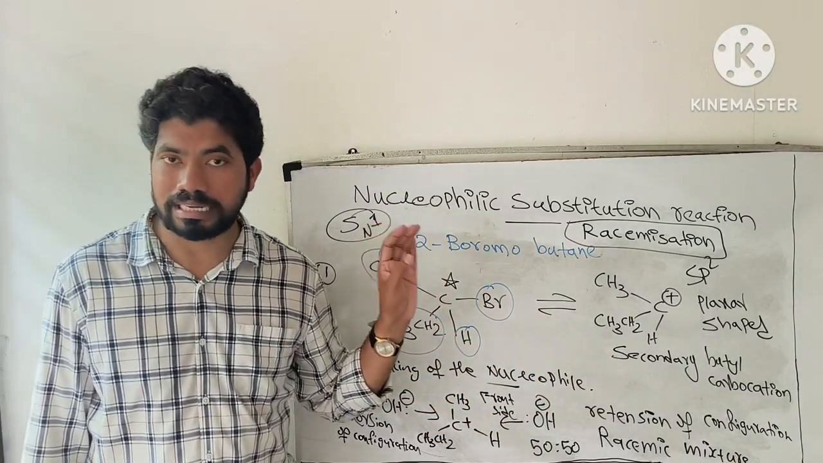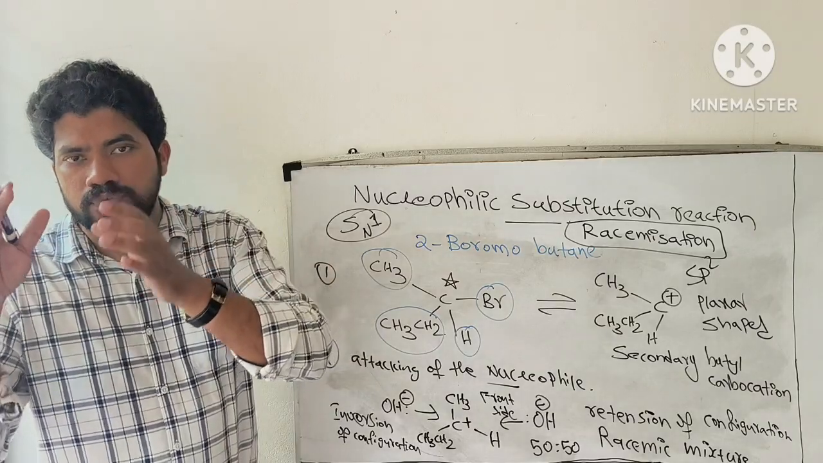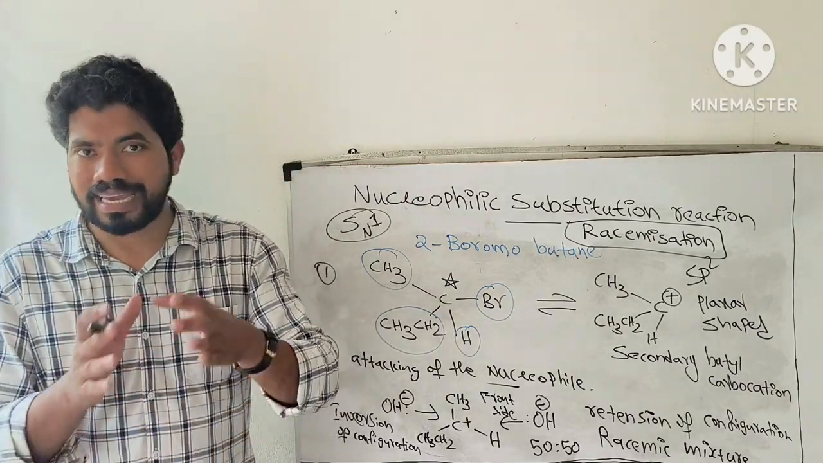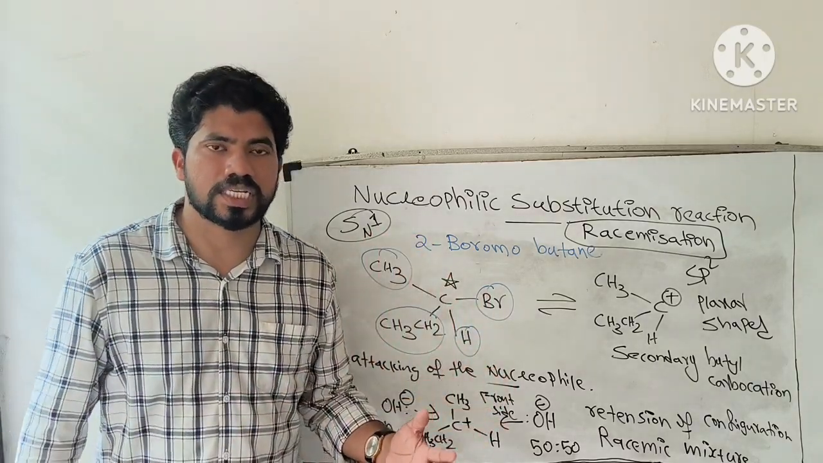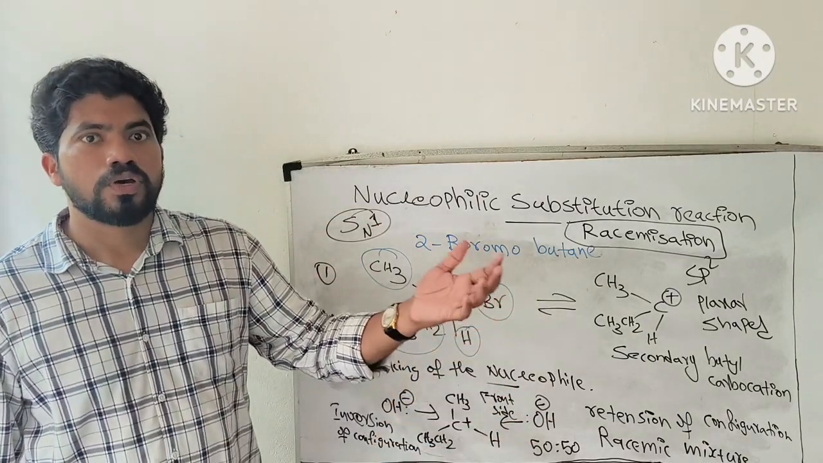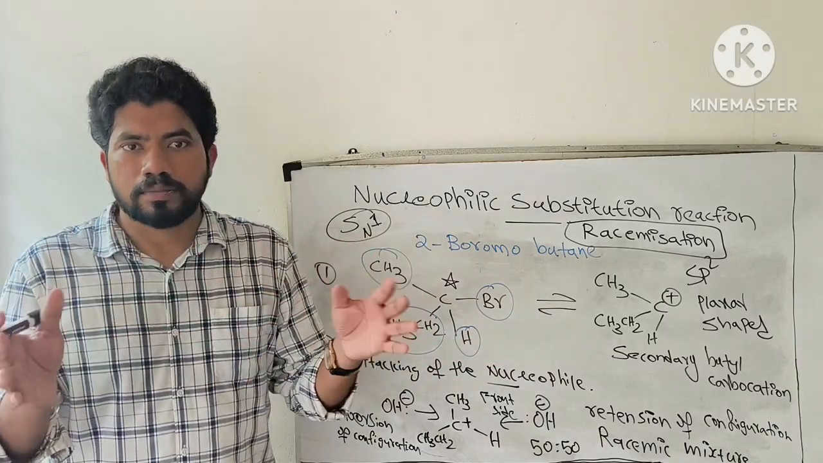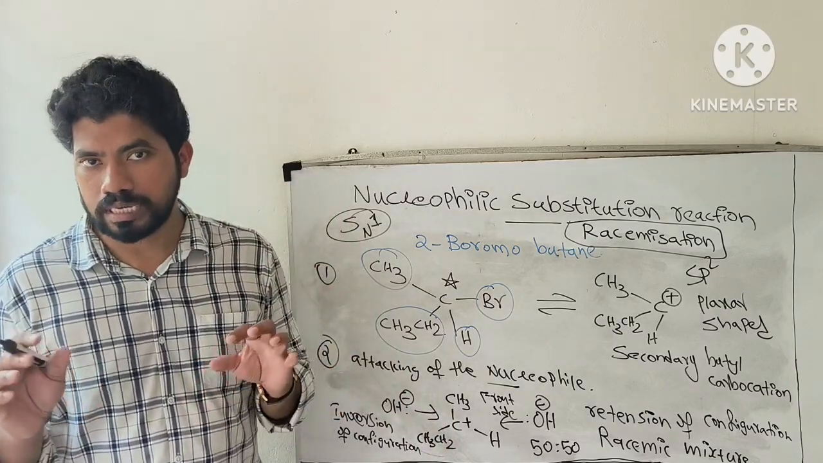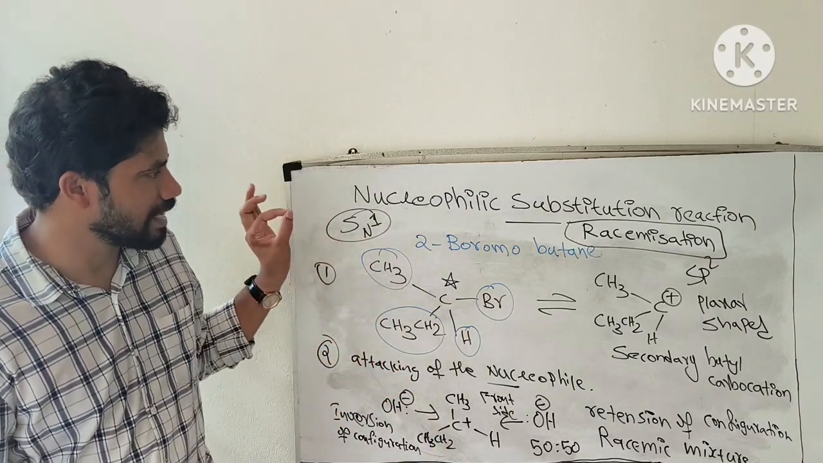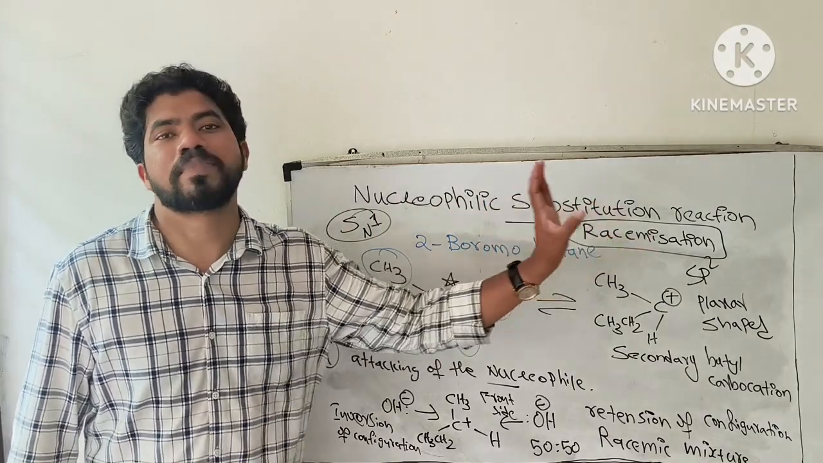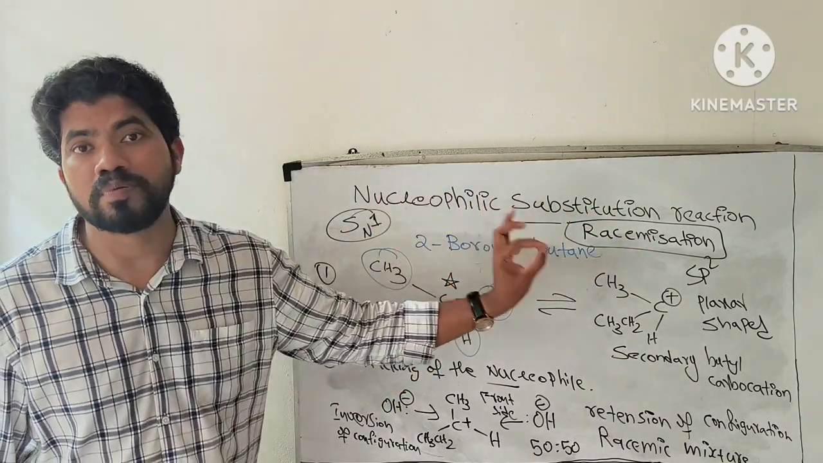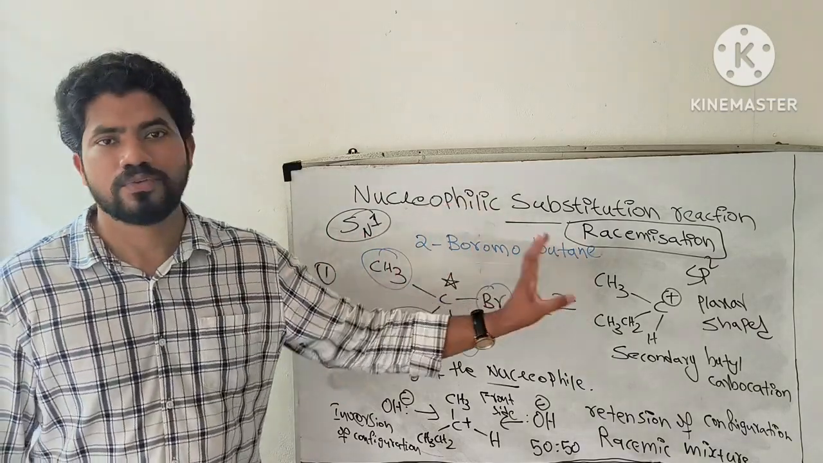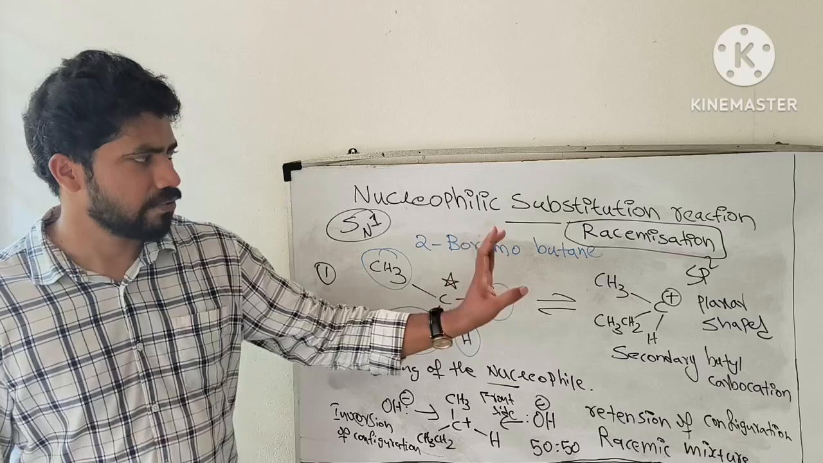The racemic mixture is optically inactive because the optical activity of the 50% enantiomer that is dextro will be cancelled by the rest of the 50% enantiomer, that is levo. So both optical activities cancel each other, hence the racemic mixture is optically inactive. So my dear students, the SN1 reaction follows racemization because of the two probabilities of attack of the nucleophile, from the back side and front side.